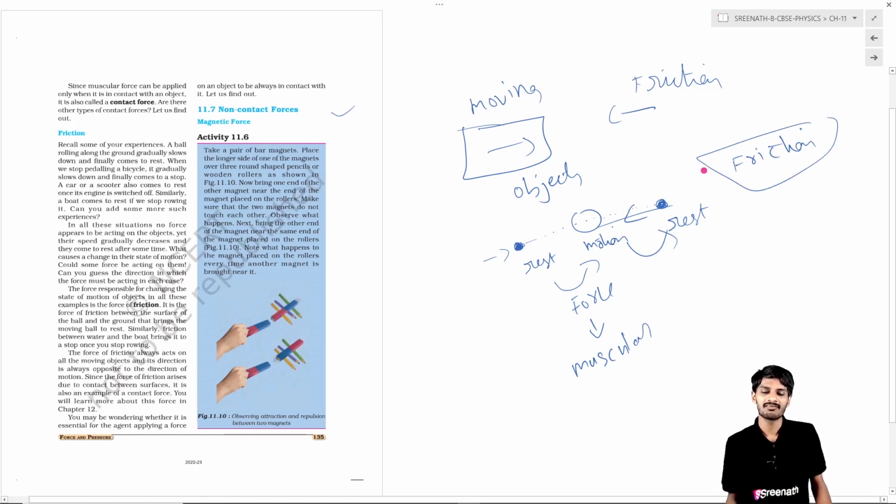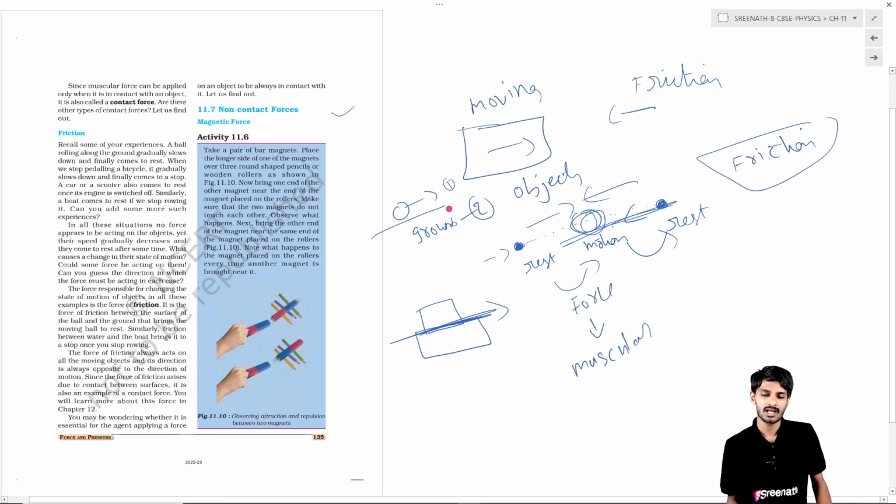Frictional force will always act in the opposite direction to the moving object. It is moving in this direction, friction is acting in the opposite direction. And friction is a contact force, where it always acts in between the two surfaces. Here, what are the two surfaces? One is the ball and the other one is the ground.